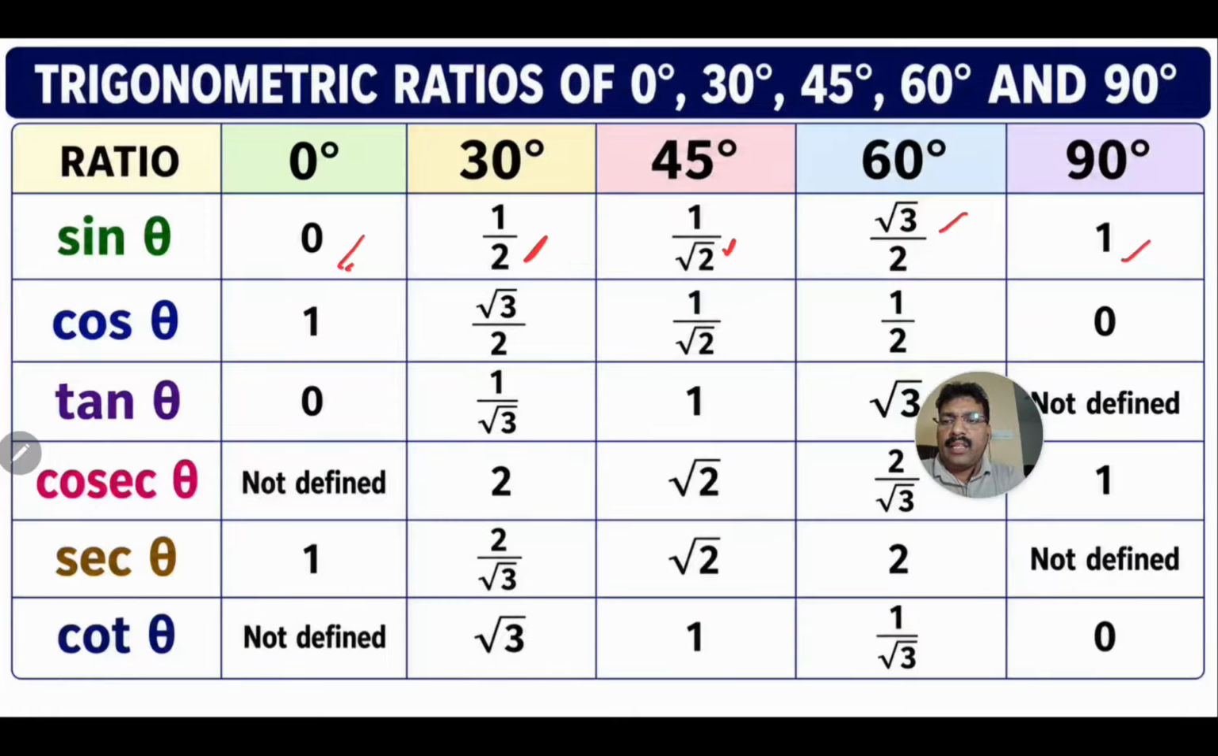Next, cos theta, tan theta, cosecant, secant and cot all. If you remember this formula, for any degrees from 0 degrees to 90 degrees, any trigonometric ratio value we can find.